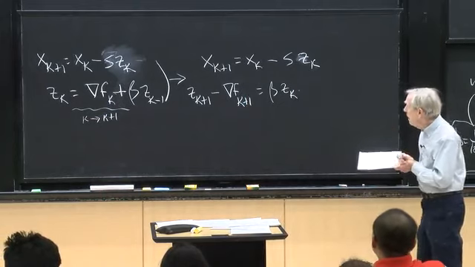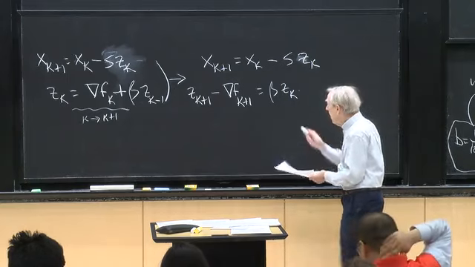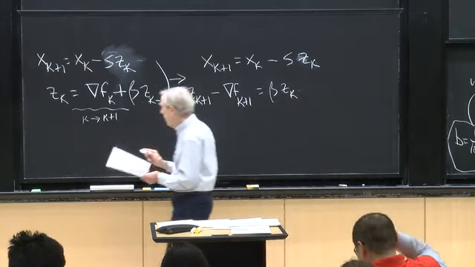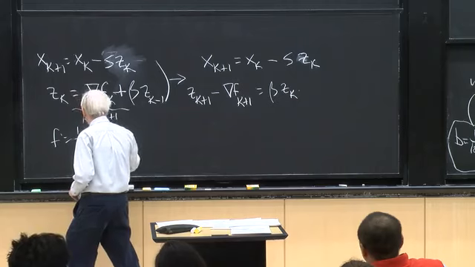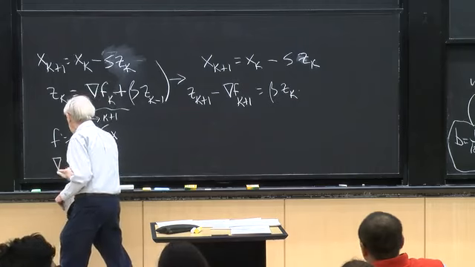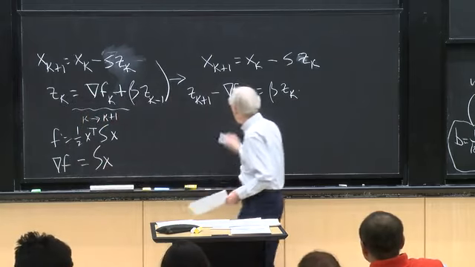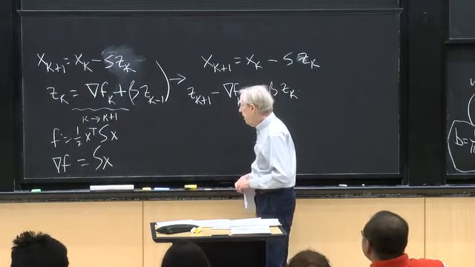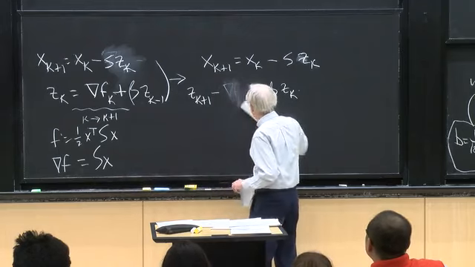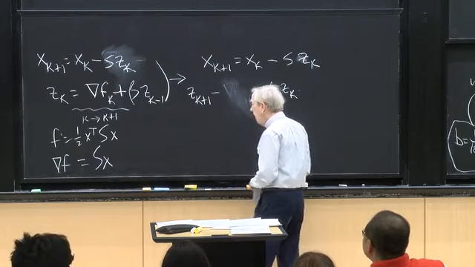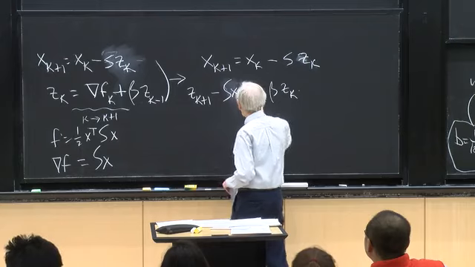And let's remember the model we're doing is f equal to a half x transpose Sx. So the gradient of f is Sx. So what I've written there for gradient is really, I know what that gradient is, so that's really S x k plus 1.